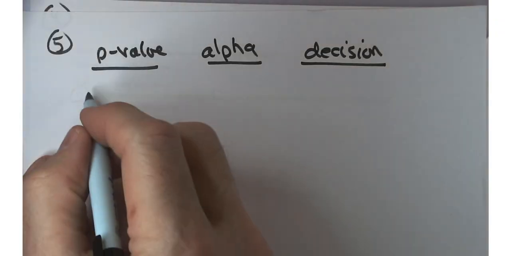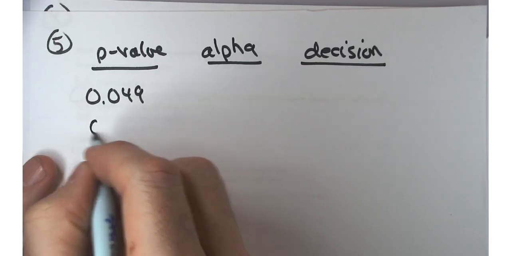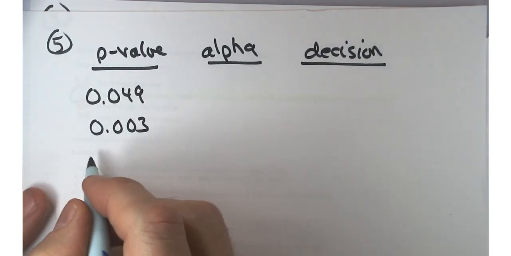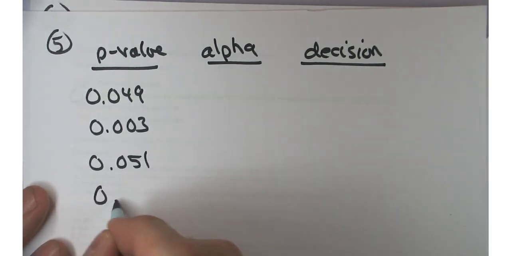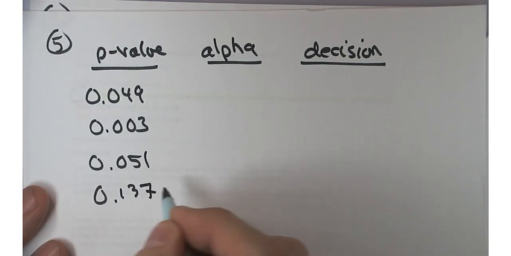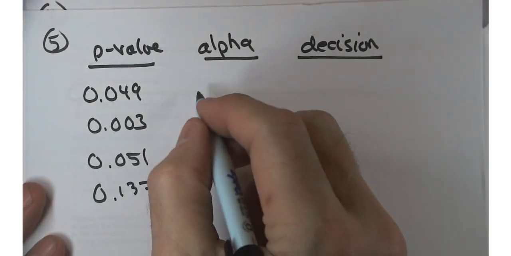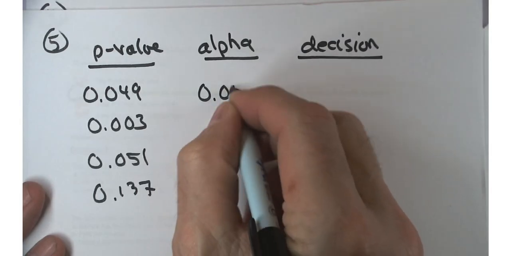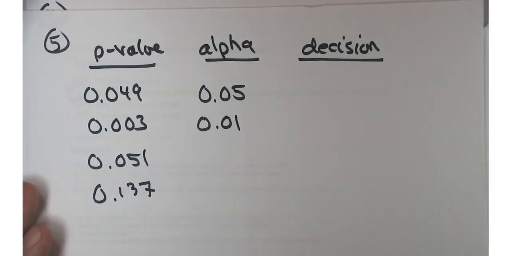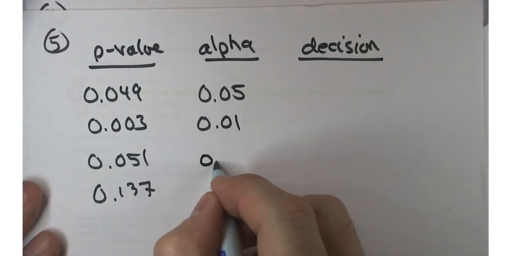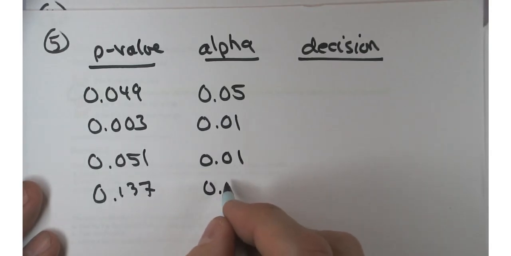So for our p-value, let's look at 0.049 and 0.003, 0.051, and 0.137, and look at corresponding values of alpha. So alpha 0.005, that's a very typical value. Alpha 0.01, that's another common value for alpha. Let's stick with 0.01, and we'll go back to 0.05 here.